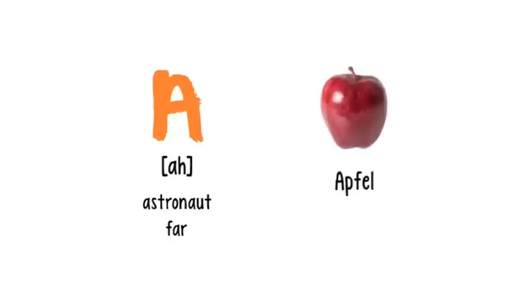Let's start with the first letter, A. Please repeat after me. A. The letter A is pronounced like the A in the word astronaut, and in the longer version it sounds like the A in the word far. Your first German word is Apfel. Apfel, which means apple.